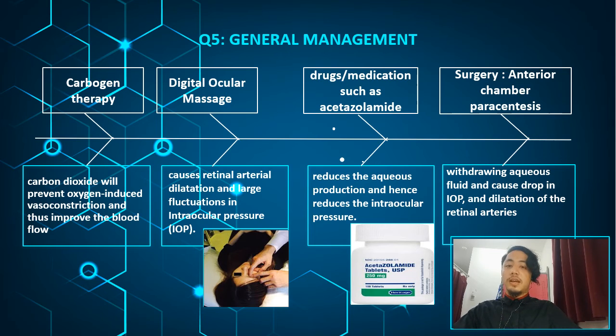Okay, the last indication is surgery, which we call anterior chamber paracentesis. It is conducted by inserting a needle into the anterior chamber via the limbus, and the function is to withdraw the aqueous fluid from our eyes. As it withdraws the aqueous fluid, it will cause a dramatic drop in the IOP and cause dilatation of the retinal arteries. As we know, when IOP drops, the retinal function will increase.